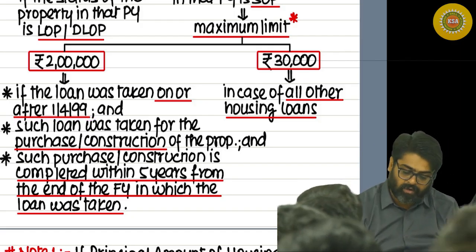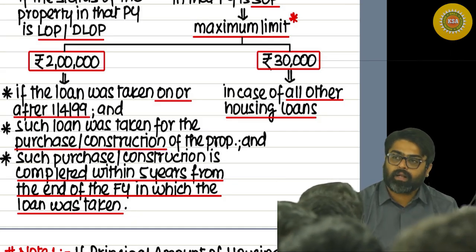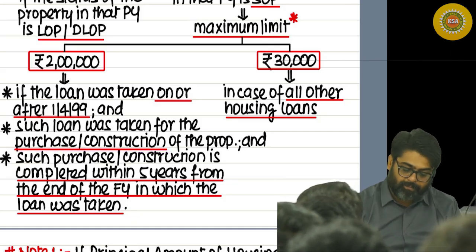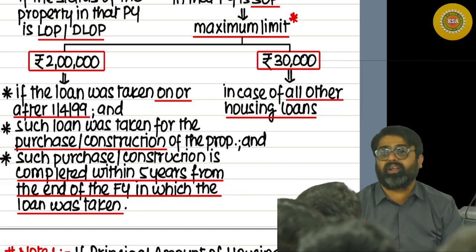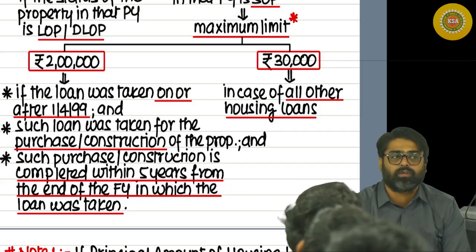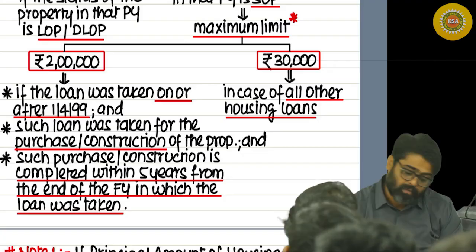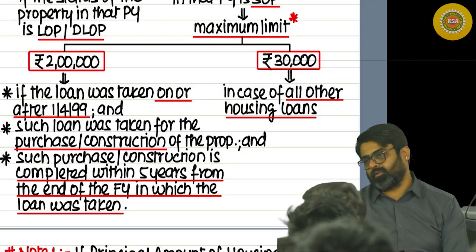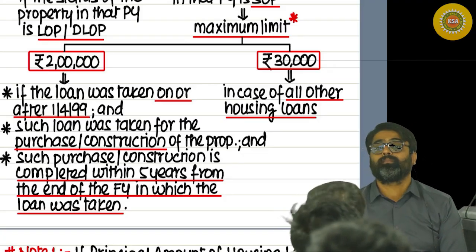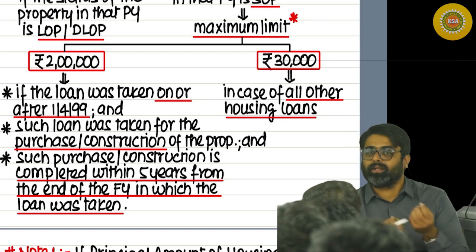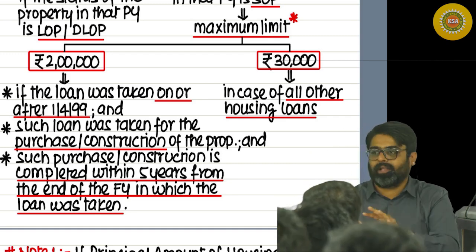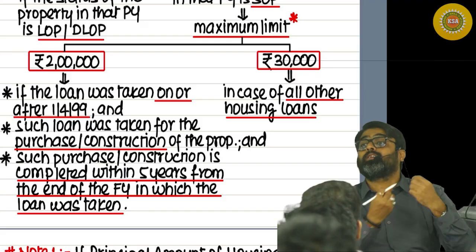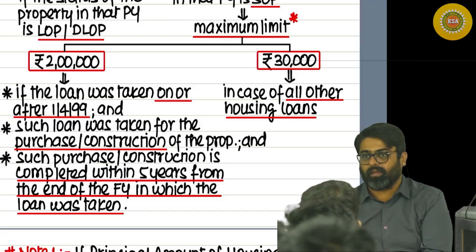The loan is taken for the purpose of purchase or construction of the property, and purchase or construction must be completed within 5 years from the end of the financial year in which the loan was taken. Yes or no? Now there is no requirement that this loan you have to compulsorily take from any bank. You can take it from any financial institution, any bank, even from a private party also you can take this loan. You can take this loan from your employer also.